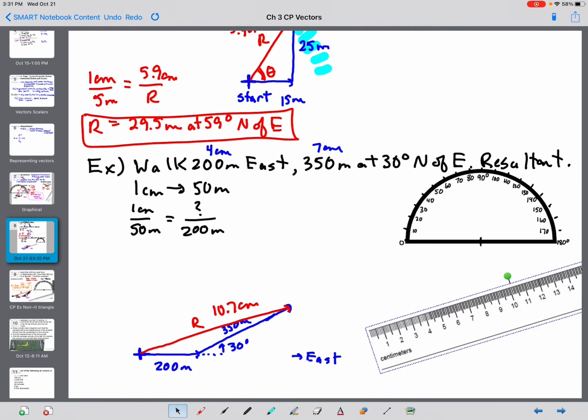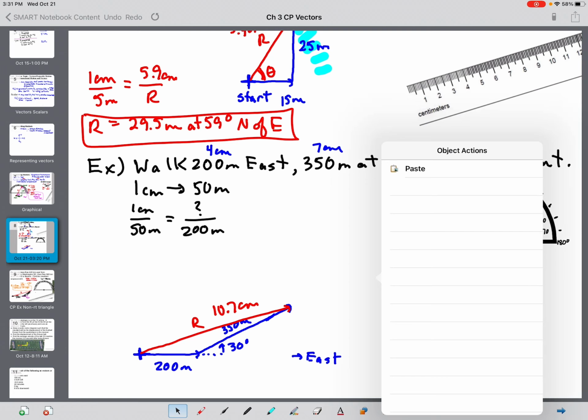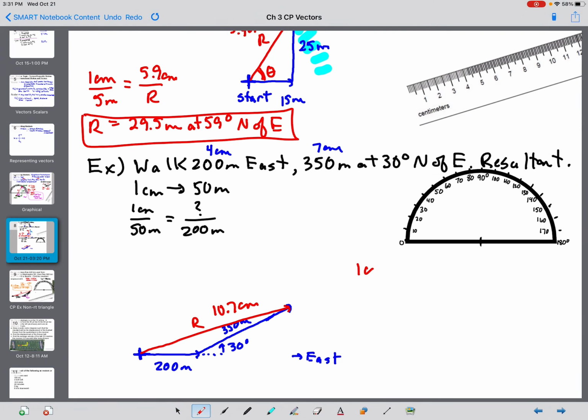So then I can pull my ruler out of the way and use our proportion. 1 centimeter to 50 meters. I just measured 10.7 centimeters. And so that's going to be multiplying to solve down, 50 times 10.7. And that gives us 535 meters.